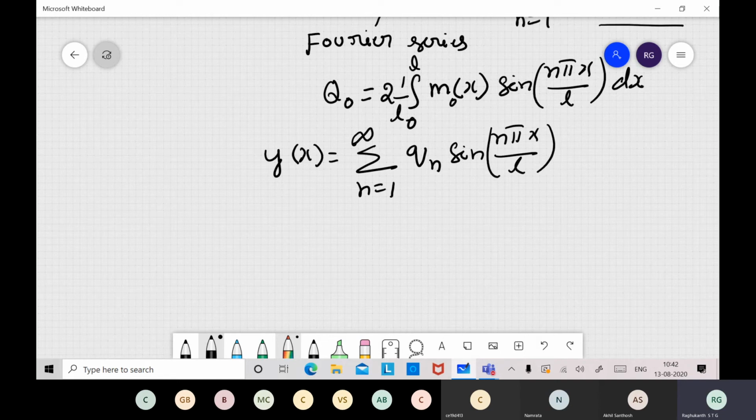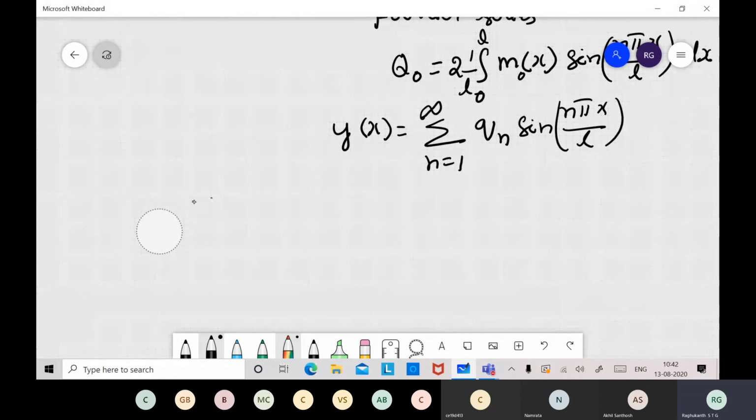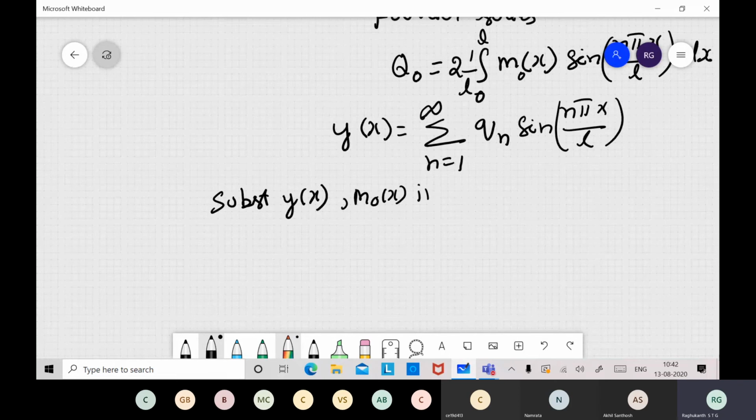The solution is also written in terms of the Fourier series, because your right hand side is also in terms of a Fourier series. So you substitute y of x and your m naught of x in that ODE, and then you solve it.